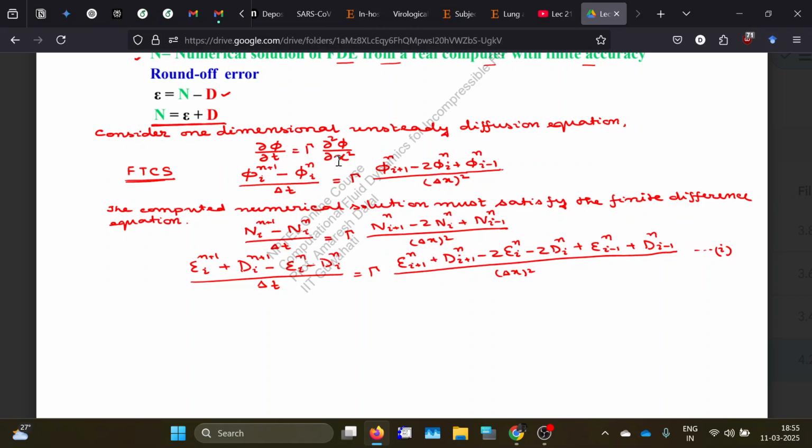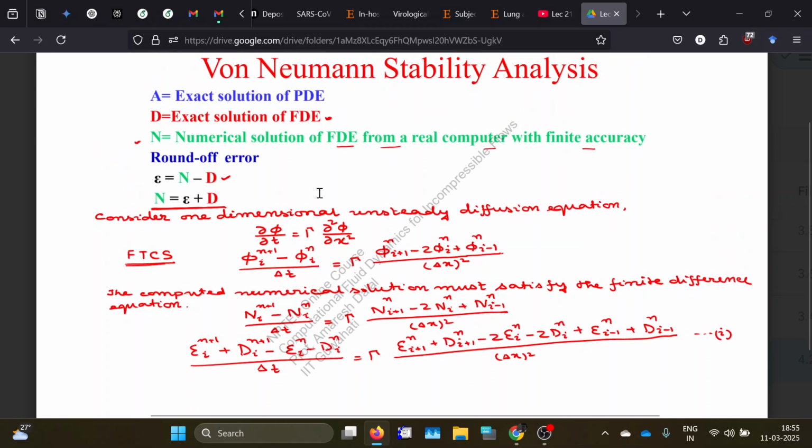Let me put the same question in a different way. We get d if we can calculate infinite terms in the Taylor series. The exact solution of the finite difference equation is what you would get if there was no round-off error. If you had a computer which could go up to an infinite number of digits, then the solution that you would have got using that computer is d.